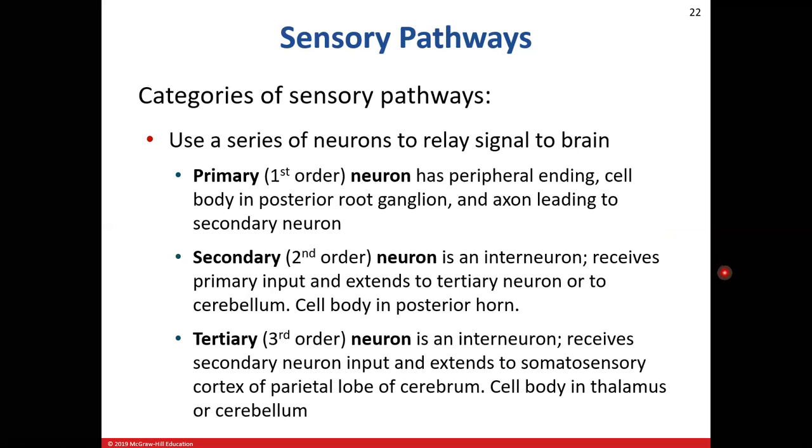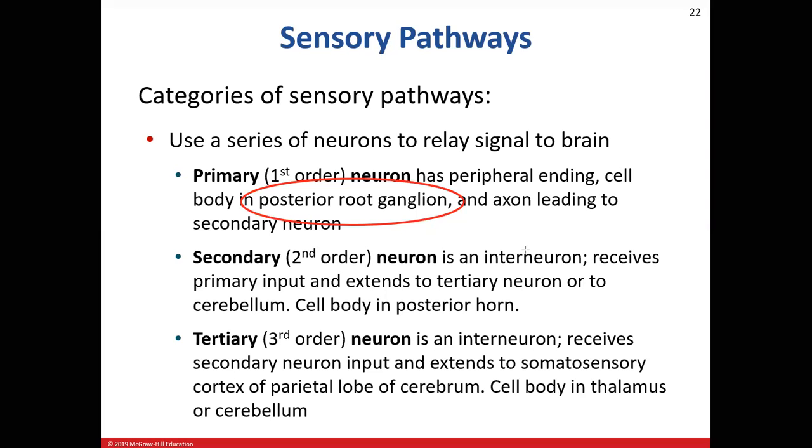Now, in this category or in this pathway, including the motor pathway, there's going to be a few things that we want to know. One, we want to know where the cell body of that particular neuron is. And two, we want to know where it synapses. So these are going to be the key factors that we want to understand when it comes to understanding these relay pathways. So our primary or first order neuron, the cell body is going to be located in the posterior root ganglion. Now, it's going to synapse in the dorsal horn. So I'll type these up here in just a second so that we kind of have them on the screen and you can hit pause and write them down.